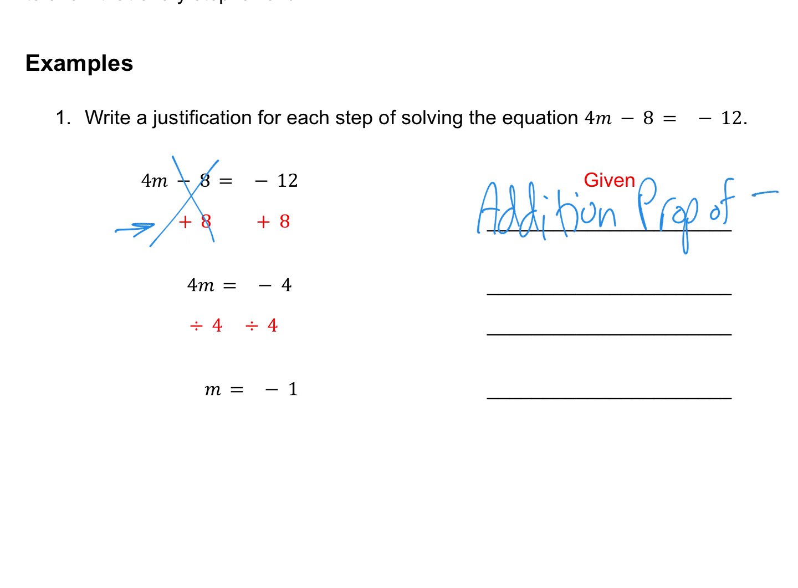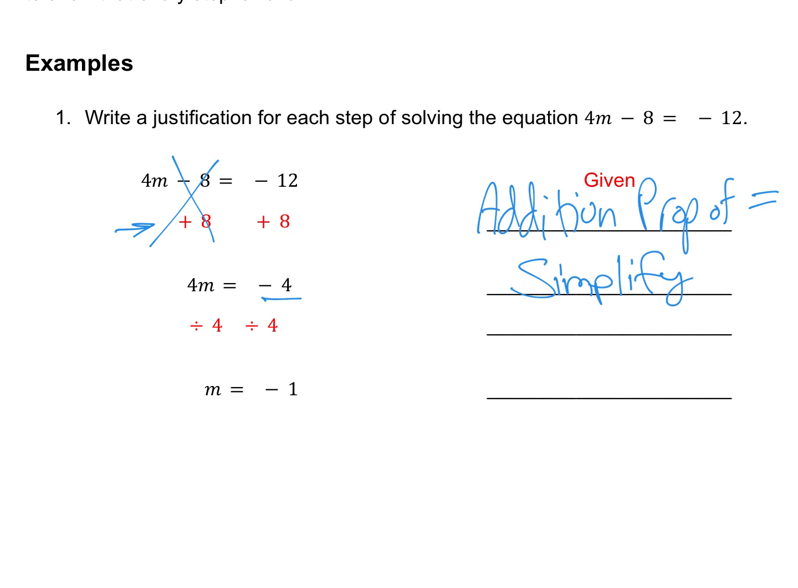And I'm just going to abbreviate equality with an equal sign. Okay, we are allowed to do this because of that property. Now there's something that's not a property here for the justification. When we add 8 to negative 12, we get negative 4. And so that is just called simplifying. So I'm just going to write simplify as the justification for that step.